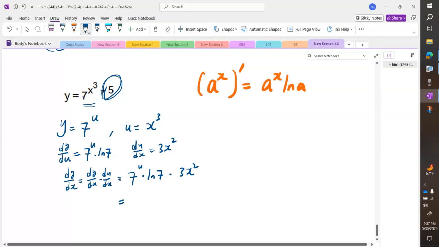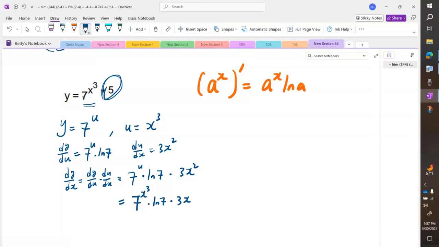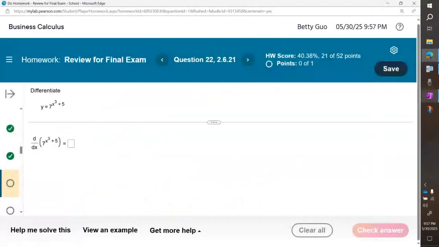U is x cubed, times ln 7 times 3x squared. Simplify the result. We can write 3 ln 7 in front as a constant, and then 7 to the power of x cubed, and then times x squared. Okay. Is it a multiple choice question? No, we would have to.